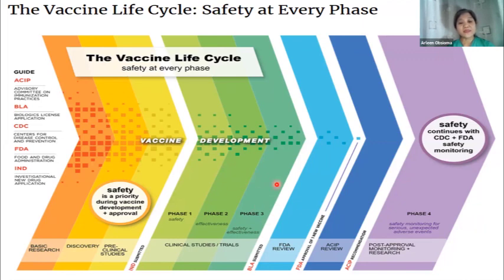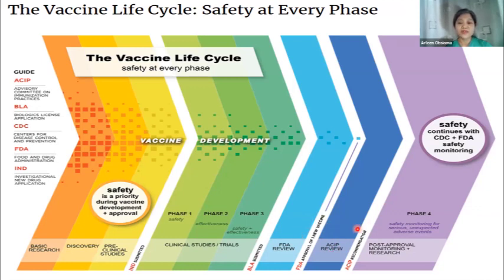So when they are done with the phase three trial and they see that the vaccine is really effective and safe, then the FDA will again review the information when the company submits the biologics license application to FDA. So the FDA will review, and after a rigorous review of the documents submitted, the FDA will approve. And once this is approved by the FDA, in the US, the Advisory Committee on Immunization Practices will then make guidelines on to whom and how these vaccines will be used.